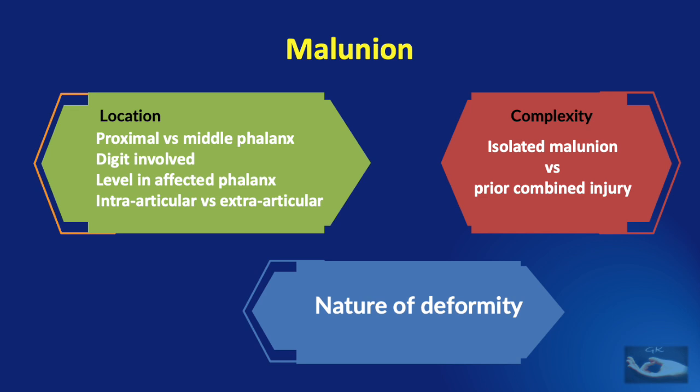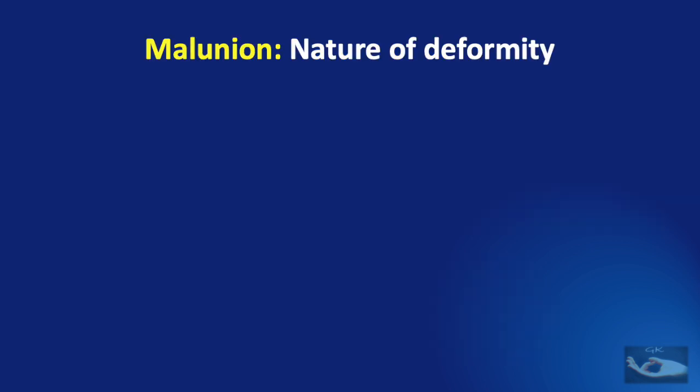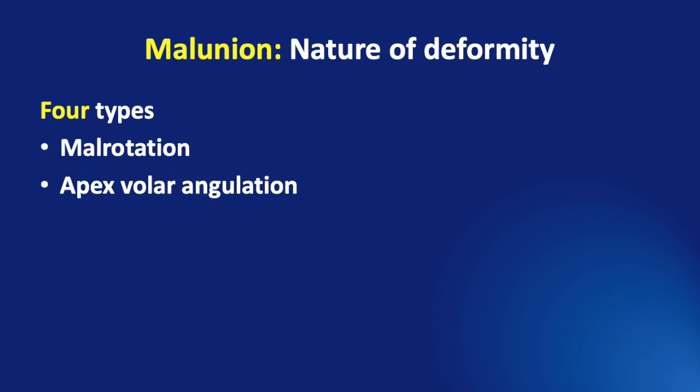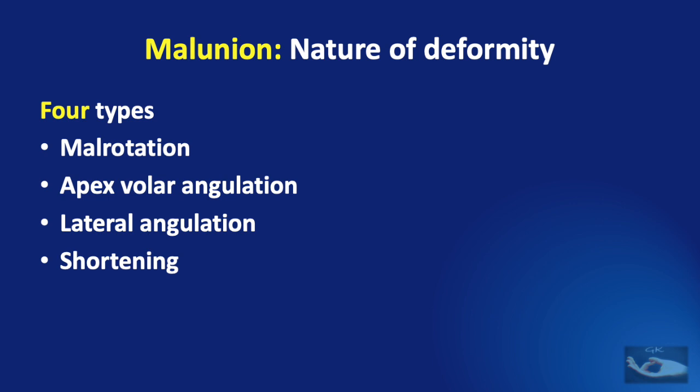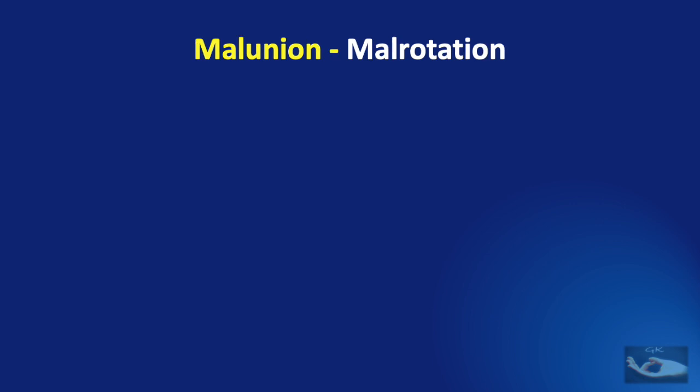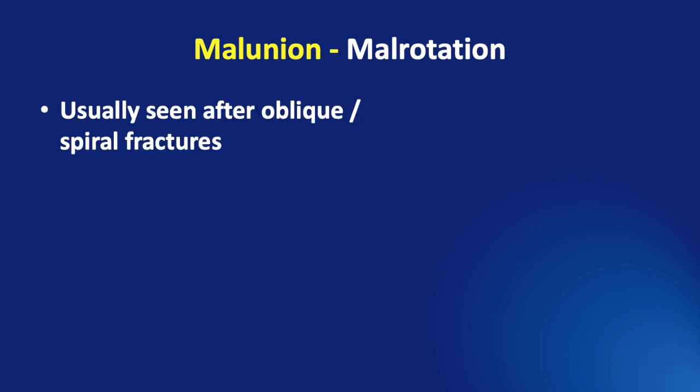The third important consideration with respect to malunion of the phalanx is the nature of deformity. This could be of four types: malrotation, apex volar angulation, lateral angulation, and shortening. First, let us consider malrotation. This is usually seen after oblique or spiral fractures.